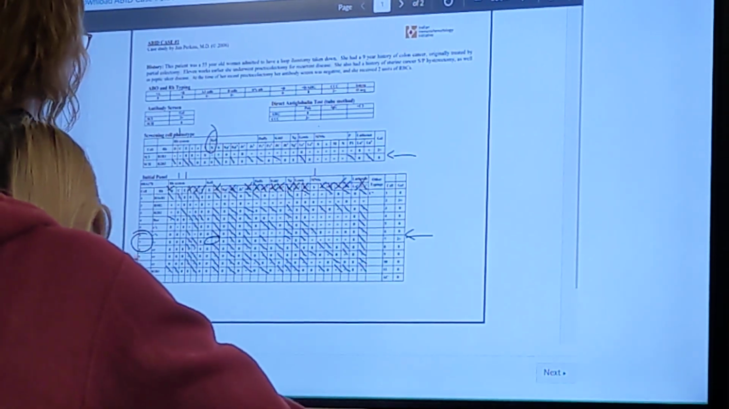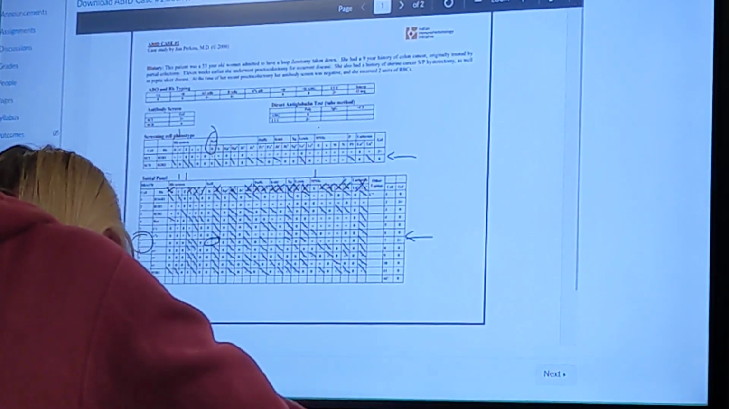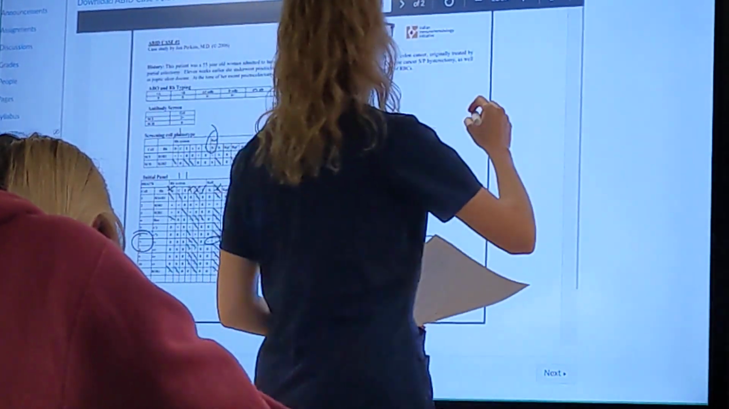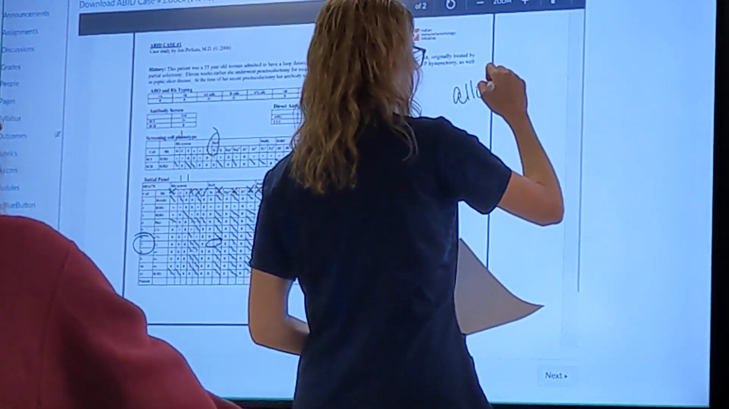So, Big K, right? I think so. The question's on the back. So what's your probable antibody? You think? Anti-K. Allo anti-K.